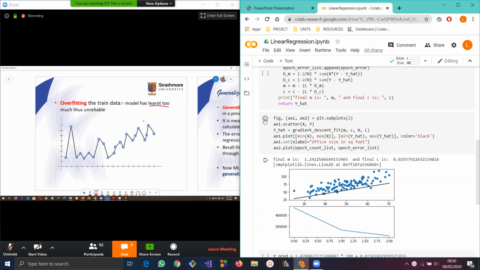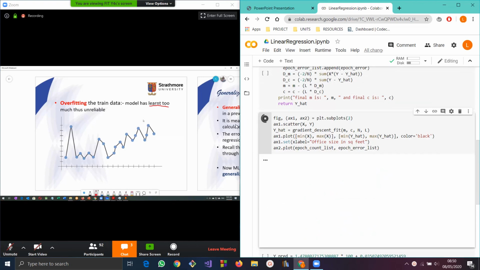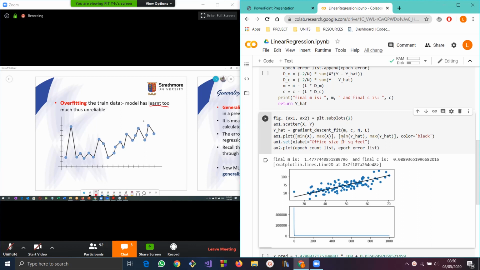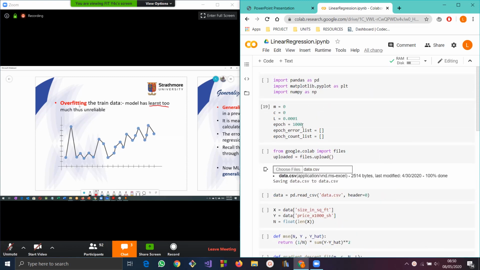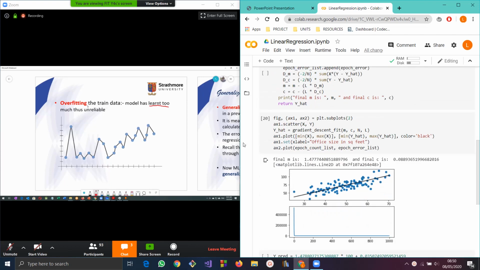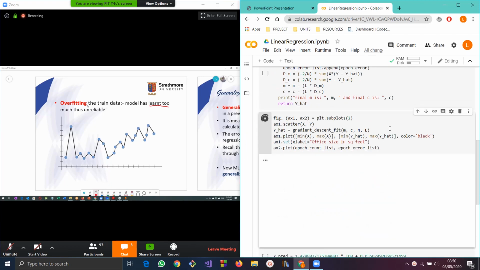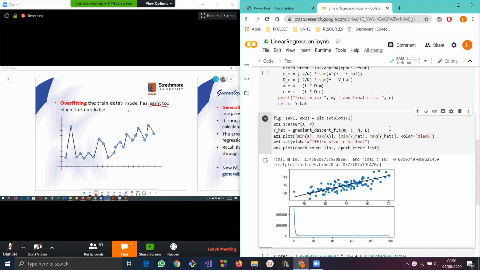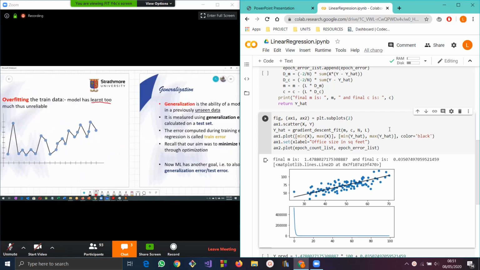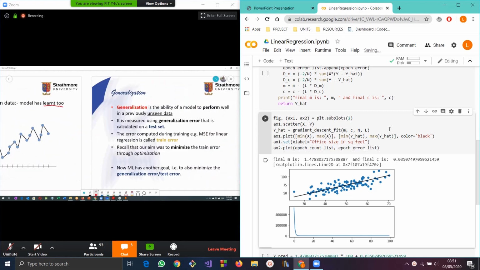But if you give it the data set that it trained on, you can even get close to 100%, or zero error, because of overfitting. So in overfitting the model has learned too much. Underfitting, the model has not learned enough. So these two kinds of things are problems.